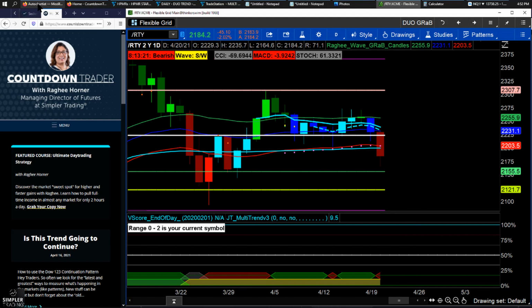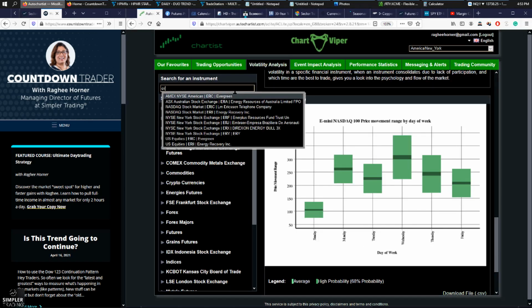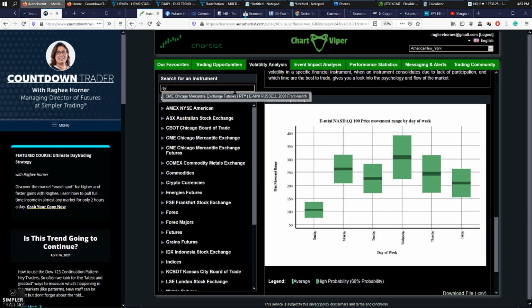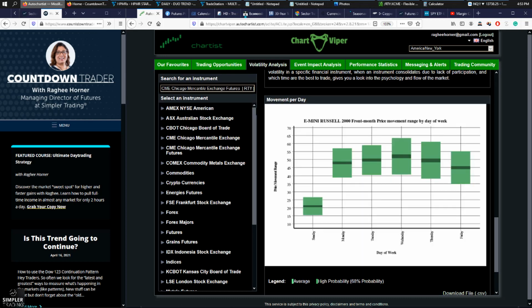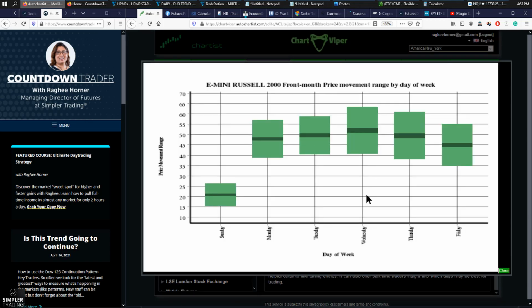Well, let's go take a look at the RTY. So this is where you might say, okay, NAS really wasn't panicked, but was there a significant sell-off in the Russell? Well, typical price movement range, as you can see here on a Tuesday, upper end is 60, and we were printing up here at 71. So yes, this was a more significant sell-off.